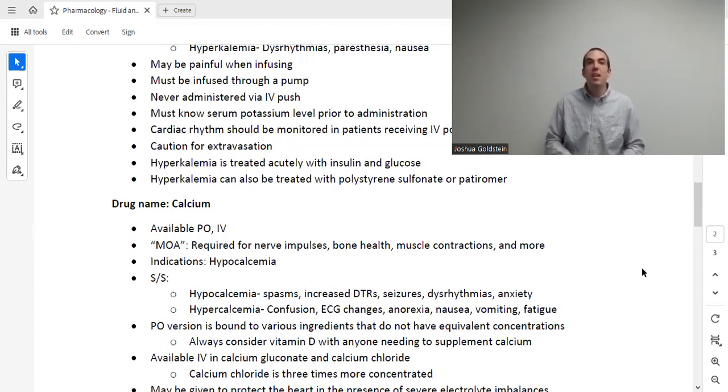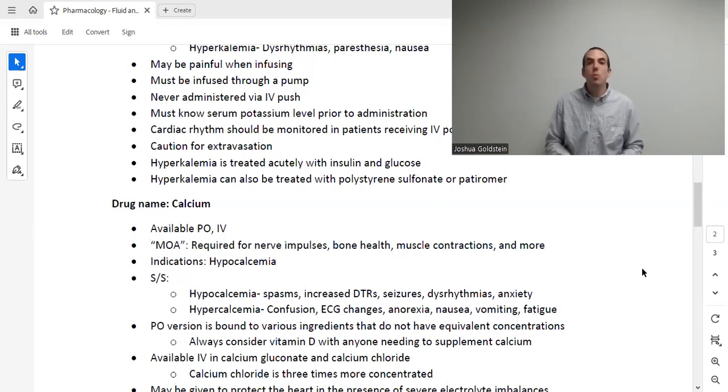When we give this to a patient, it may be painful to the local tissue, let's say the arm where we're administering it. For that reason, we can slow down the infusion, or we can dilute it further, depending on what the situation is and what your protocol is. Again, it may be painful when infusing. The solution to that would be to slow down the infusion, which is your first option, or to make sure it's properly diluted, or to ask for a more diluted sample from the pharmacy.